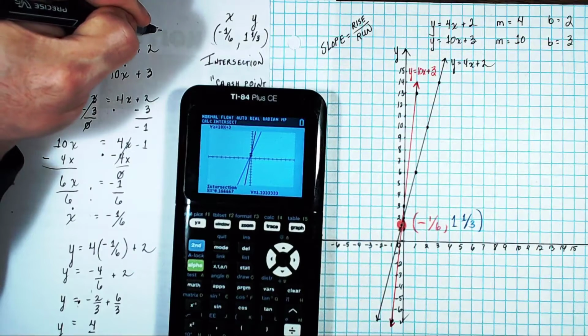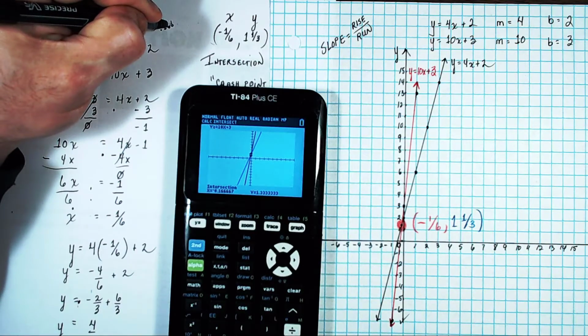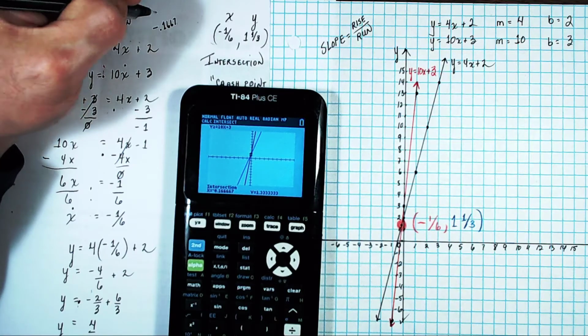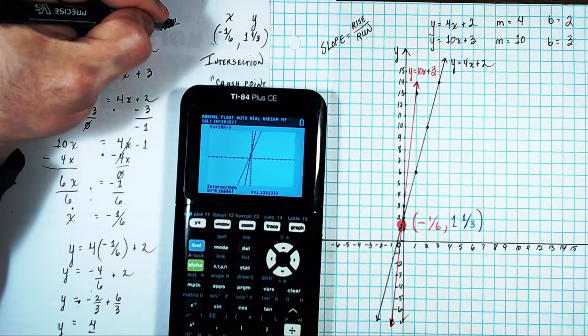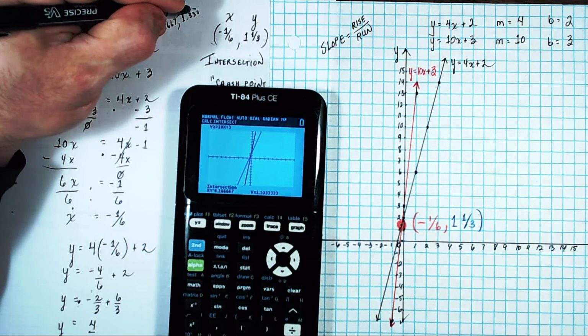And it tells us in our calculator that the intersection is minus 0.1667, oh, that just repeats forever, comma 1.333 forever. Okay.